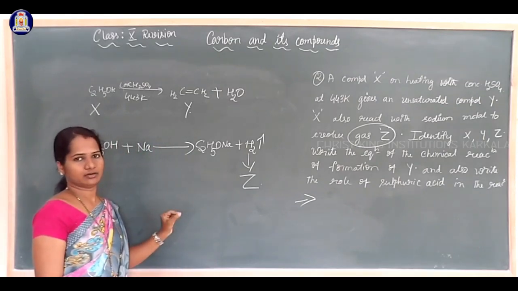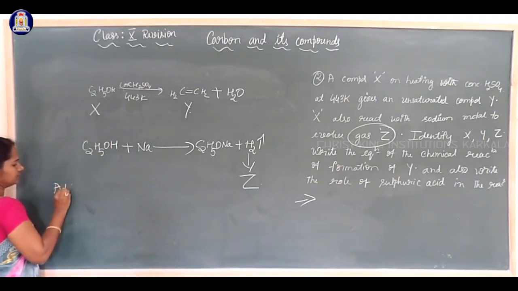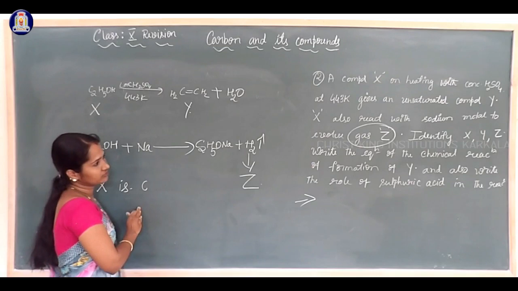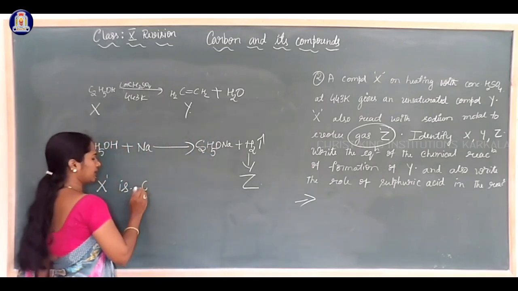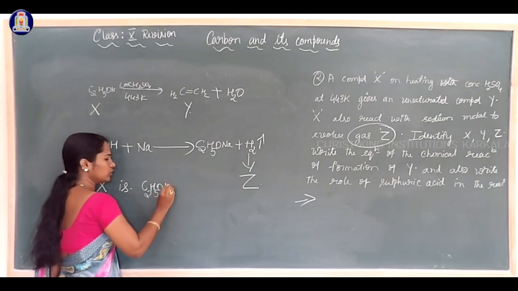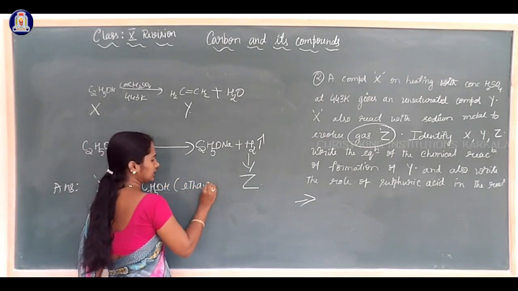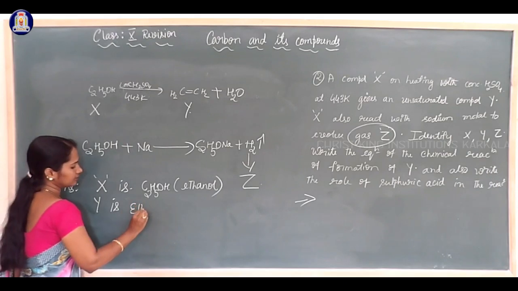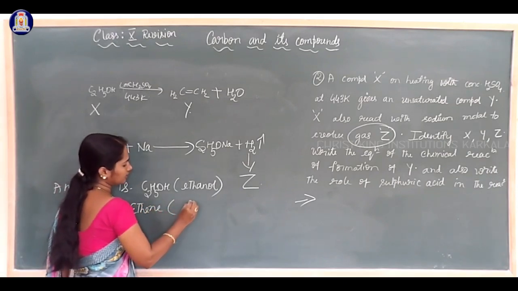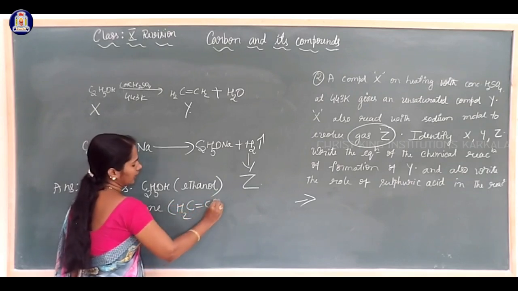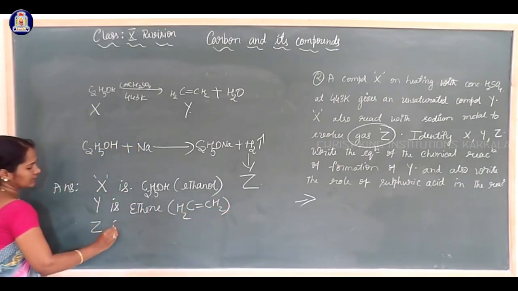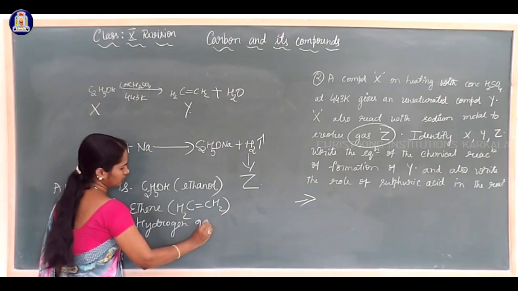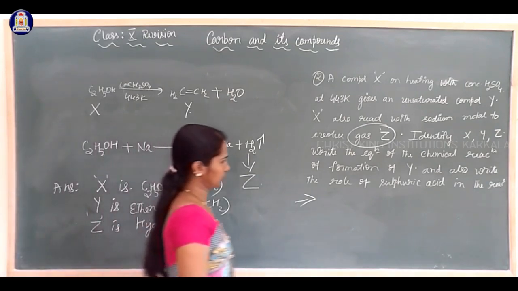Identify X, Y, Z. So you have to write the X answer. What is X? X is C2H5OH. You can write C2H5OH or you can write ethanol. Then what is Y? Y is ethene. You can write ethene or CH2=CH2. Then what is Z? Z is a gas, hydrogen gas.